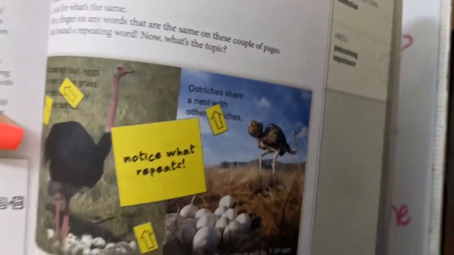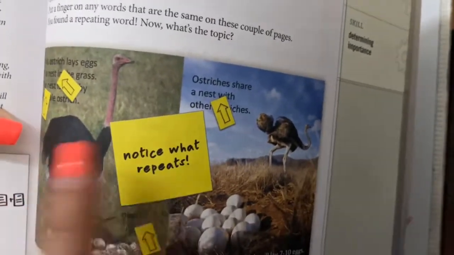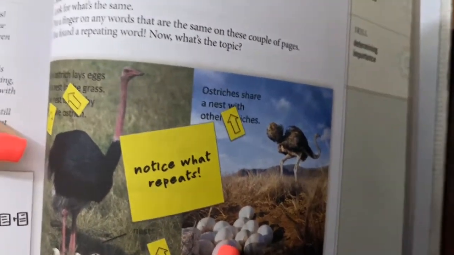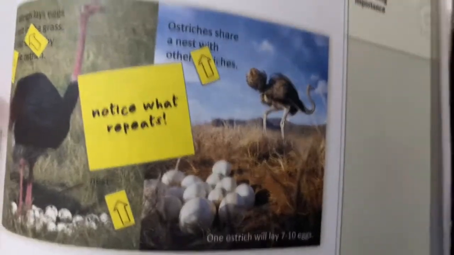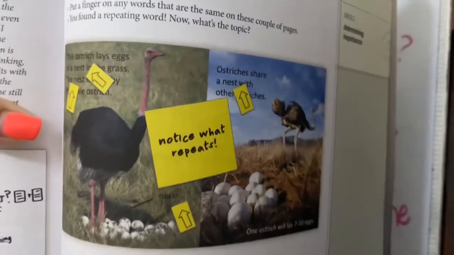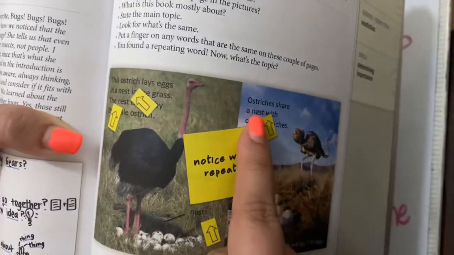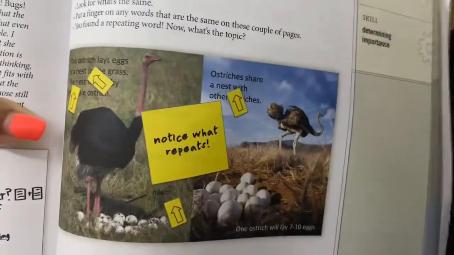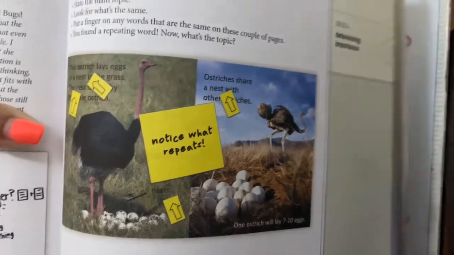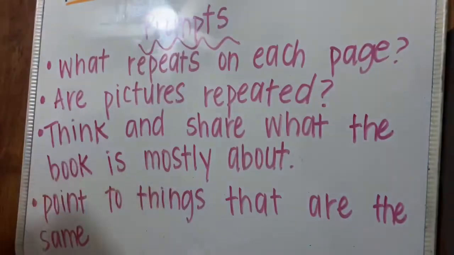All right, and then I'm also going to notice my pictures. Both of my pictures have ostriches and their nest filled with eggs. So now I'm going to think about, what do I think this page is mostly going to be about? Well, given that they have the same picture and the same words repeated on both sides, I'm going to say I think this book or this page is mostly about ostriches and their nest. All right, so that was one example, and I'm going to move on to another example from another nonfiction book.